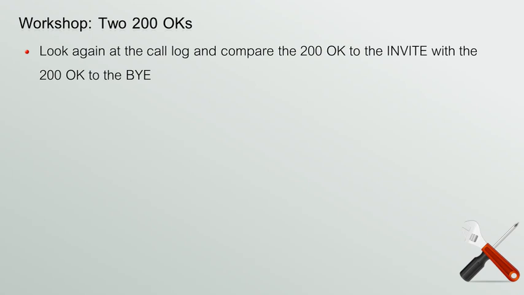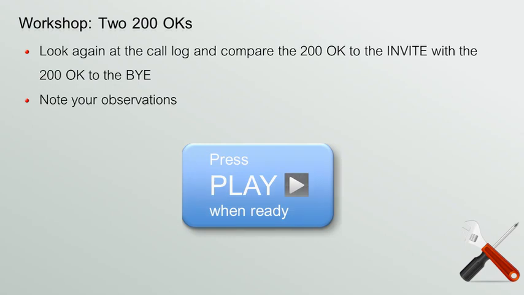You'll hopefully have noticed that the log contained two 200 OKs. Why not take another look and compare the two 200s, noting your observations? Go ahead and press play when you're ready.